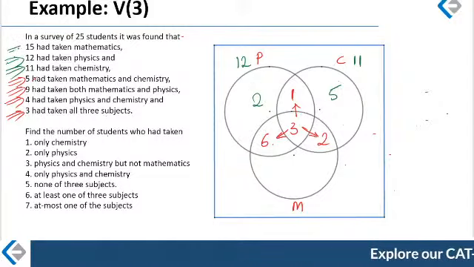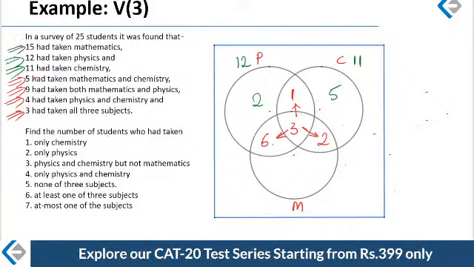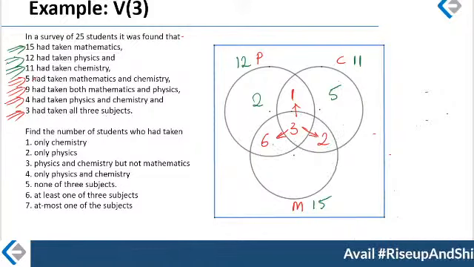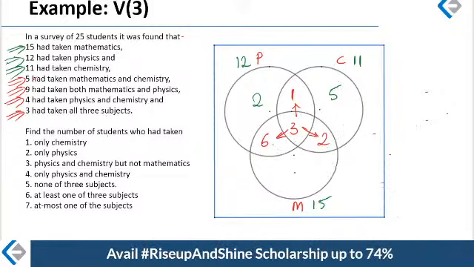Similarly, the last one, 15 had taken math. I should write it outside because the word is not "only" math. Then look at the numbers that are already there: 6 plus 3 plus 2, that's 11 already there. So 15 minus 11 becomes what? 4. All right, that becomes 4. So now the set is ready.